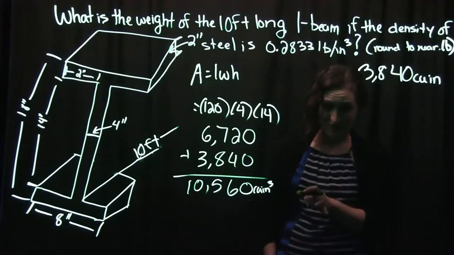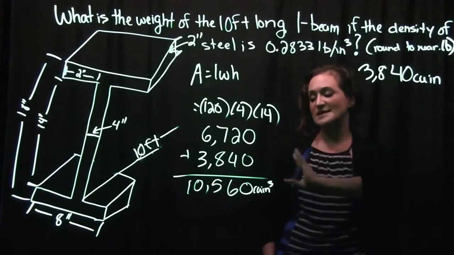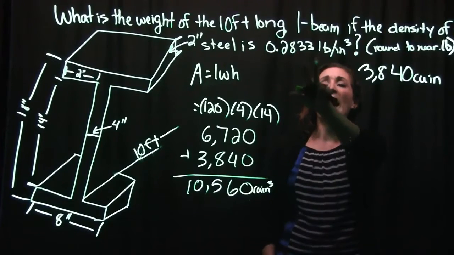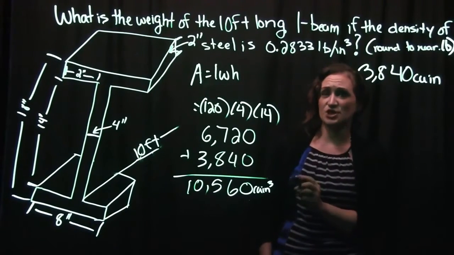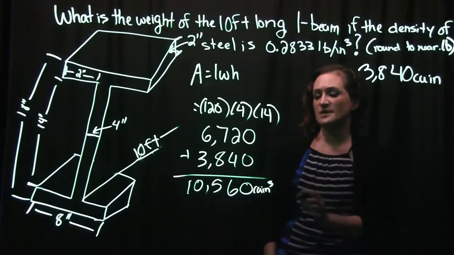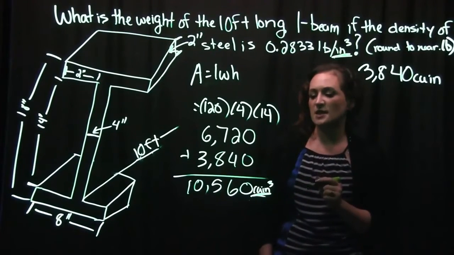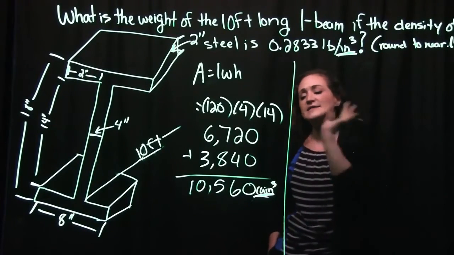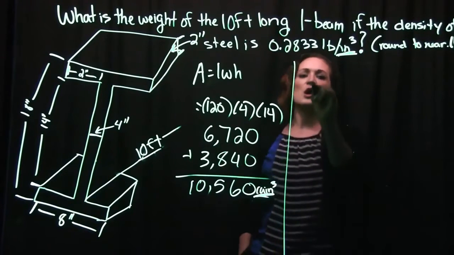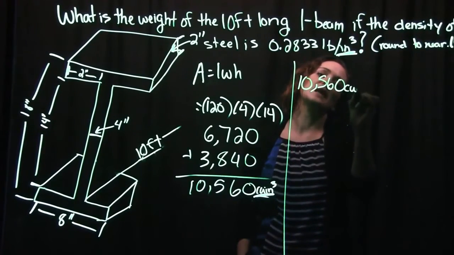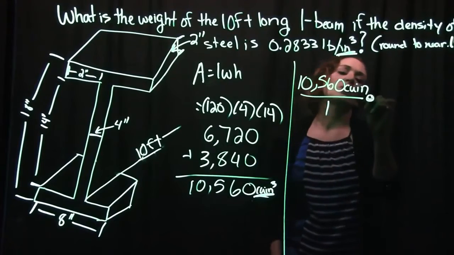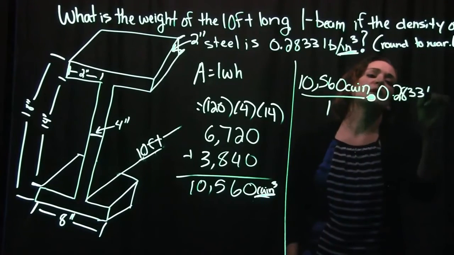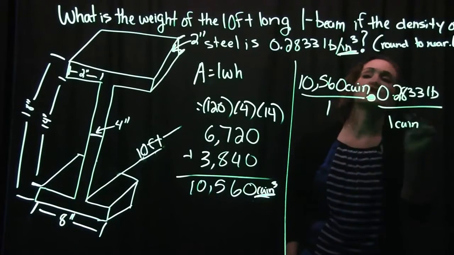So this is the volume of this thing. Now what we need to do is calculate the weight of it. So we need to take this 10,560 cubic inches and find how much it weighs in pounds, using pounds per cubic inch. So do pay attention to your measurements here. We have cubic inches, but we do need to calculate by our weight as well. So we're going to take our volume and convert it into our weight. We had 10,560 cubic inches, and I'm going to put that over 1. We are going to multiply this by our weight here. This says that we have 0.2833 pounds per 1 cubic inch.